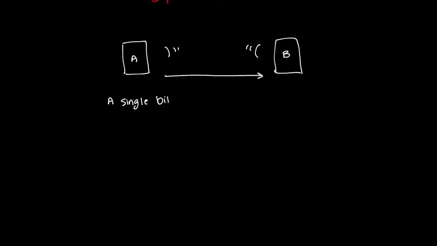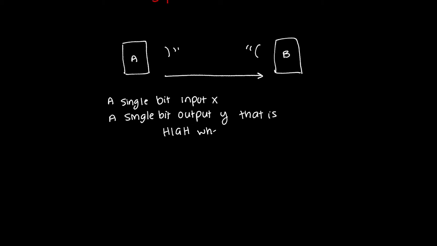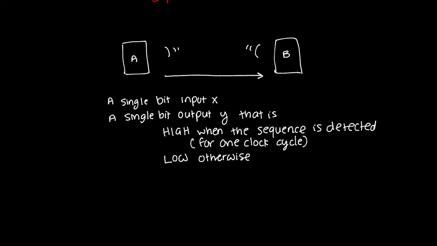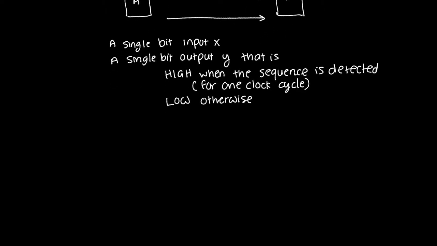So there's a single bit input X, and a single bit output Y that is high for one clock cycle when the sequence is detected, and is low otherwise. We're just going to make this up.